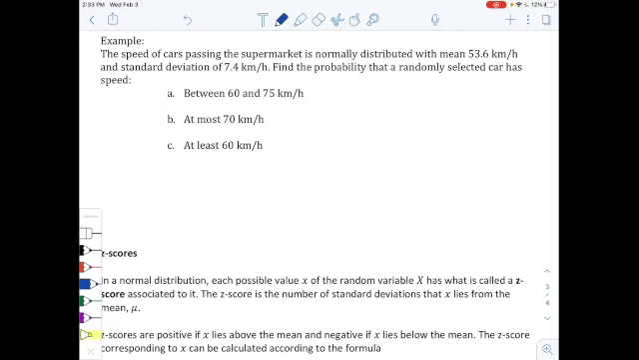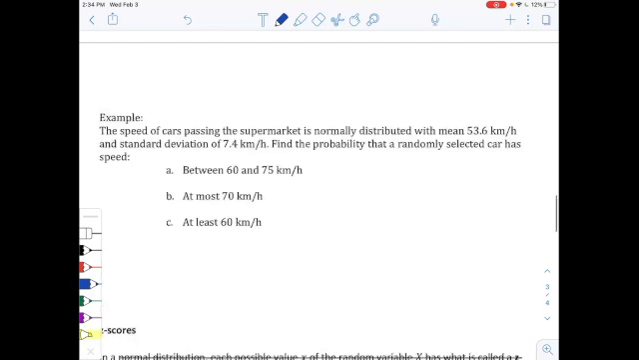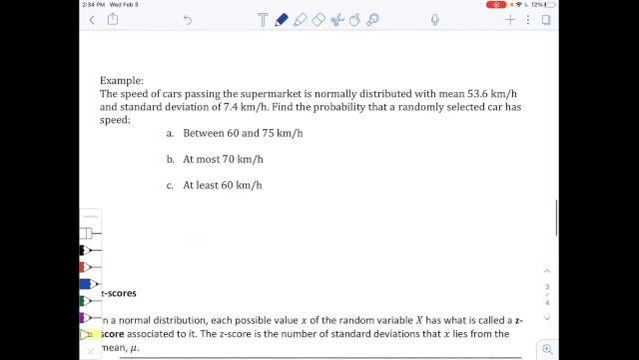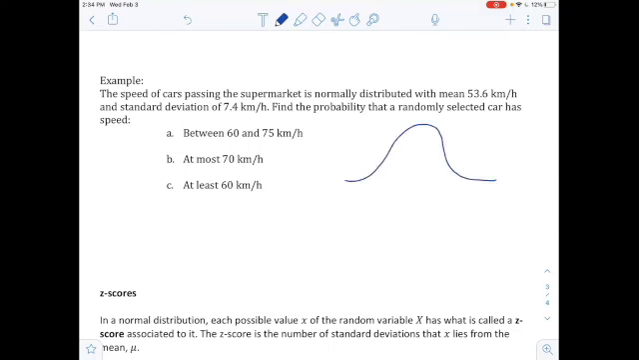53.6 and standard deviation 7.4. And you actually do need both the mean and the standard deviation to work with a normal distribution. The reason is that the mean alone is not enough. You could picture one normal distribution like this, and then one with a smaller standard deviation could have the same mean.